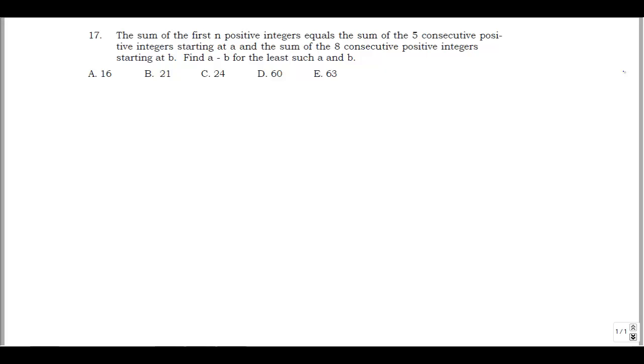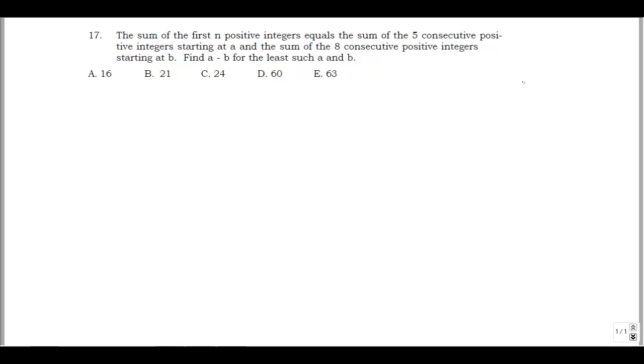This is problem 17 from the Spring 2015 AMATYC Student Math Leagues contest. The problem says the sum of the first n positive integers equals the sum of the 5 consecutive positive integers starting at a, and the sum of the 8 consecutive positive integers starting at b. Find a minus b for the least such a and b.